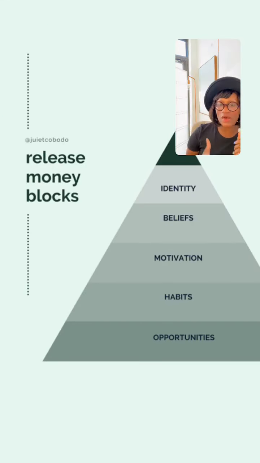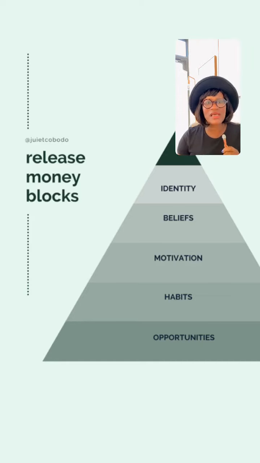All right. So I notice with my clients, a lot of them have blocks at all of these levels. So they have blocks at the identity level. They don't see themselves as someone that makes a lot of money. I have clients that hit their first 250K year. They still did not identify themselves as a 6-figure entrepreneur. They didn't see themselves as that. And so that's an identity block.